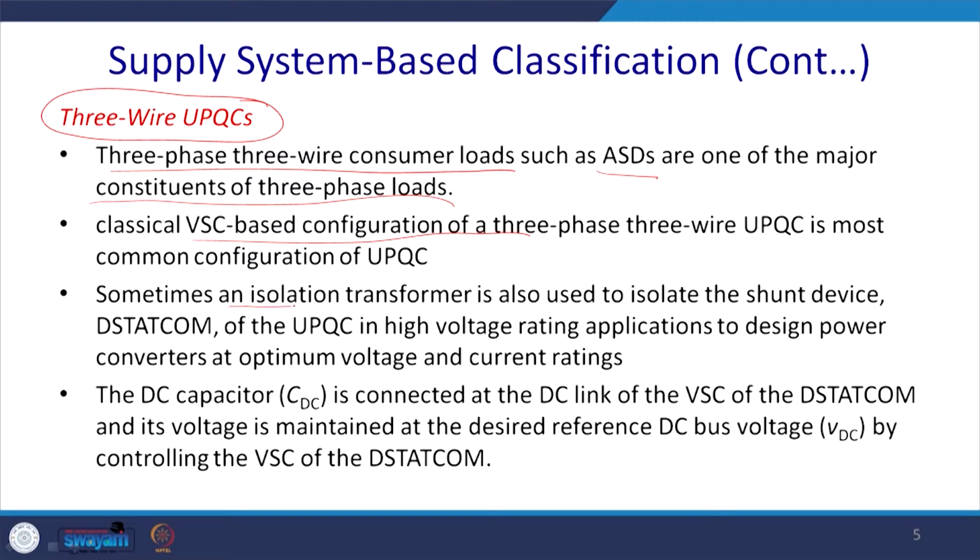Sometimes an isolation transformer is also used to isolate the shunt device, the D-STATCOM of the UPQC, in high voltage rating applications, to design the power converter at optimum voltage and current rating. So, this is something we have seen, so we can design it in a different way.